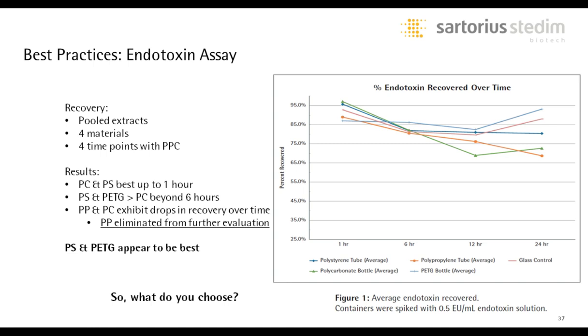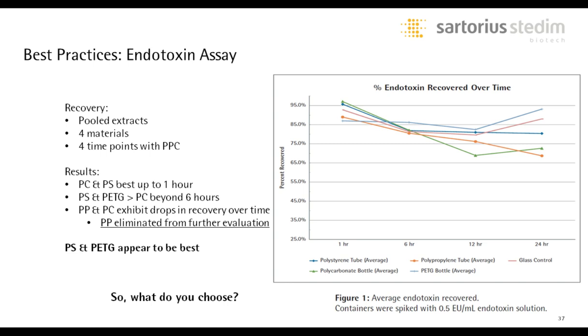So when we look at the graph, when the samples from each time point and container type are pooled, we can see that polycarbonate and polystyrene yield the most accurate results when the endotoxin assay is performed within the first hour of the sample being taken. Polystyrene and PETG bottles give more accurate results than polycarbonate beyond 6 hours from the time the sample was taken, and polycarbonate and polypropylene exhibit continuous drops in recovery over time, and hence PP was eliminated from any further evaluation.